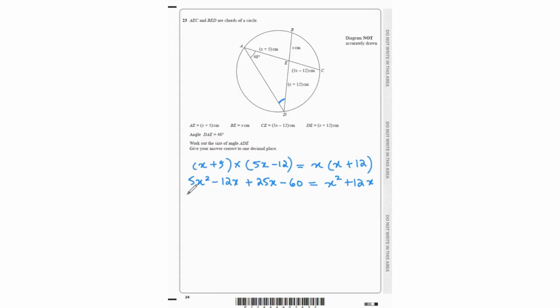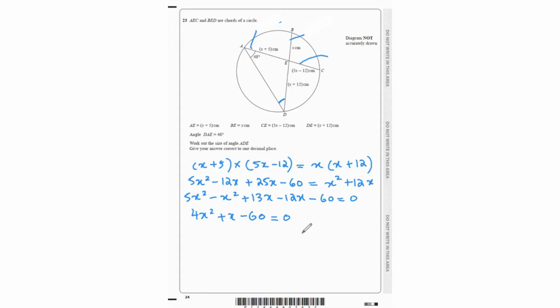Bring all of the terms on one side. 5x squared minus x squared is 4x squared, and minus 12x plus 25x is 13x. So 13x minus 12x, that's x, minus 60 equals 0. That's 4x squared plus x minus 60. That's your quadratic equation. Now we need to factorize this to find the value of x.